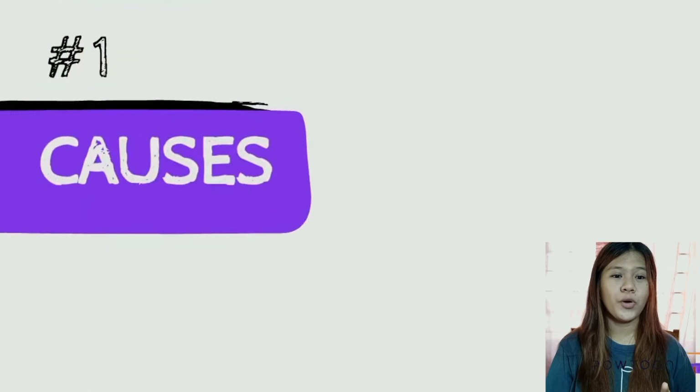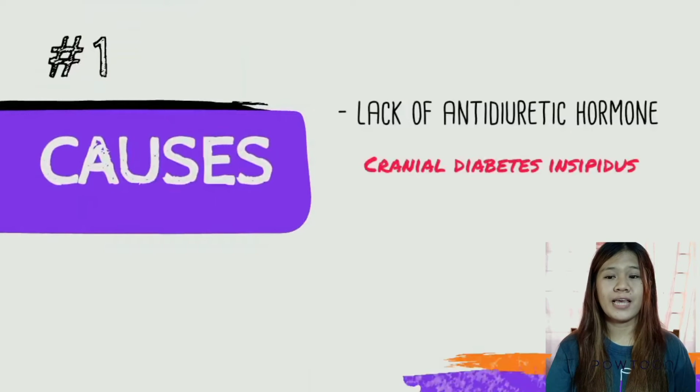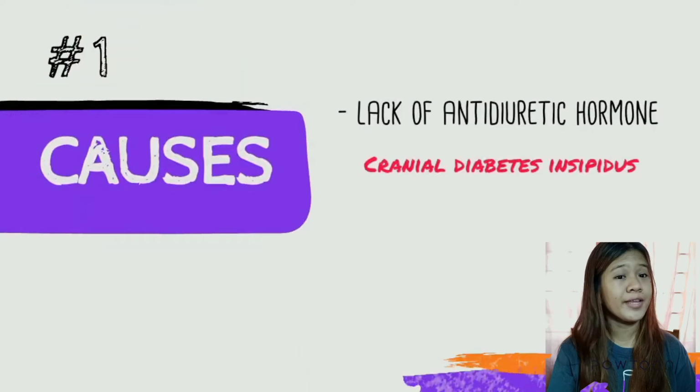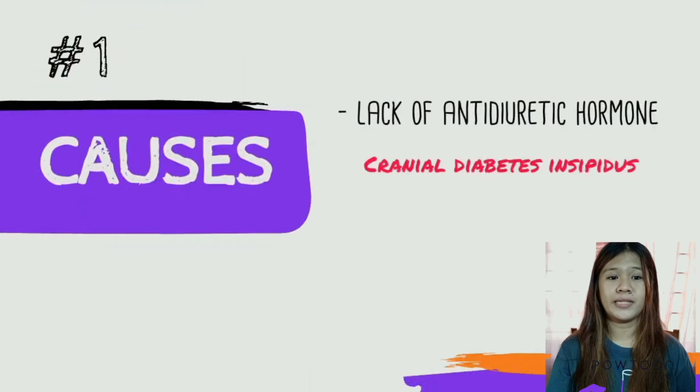First thing we should know about diabetes insipidus are its causes. Diabetes insipidus are classified into two. First is diabetes insipidus due to the lack of antidiuretic hormone or the ADH, which is categorized as cranial diabetes insipidus. It is when the hypothalamus does not produce ADH for the pituitary gland to secrete.